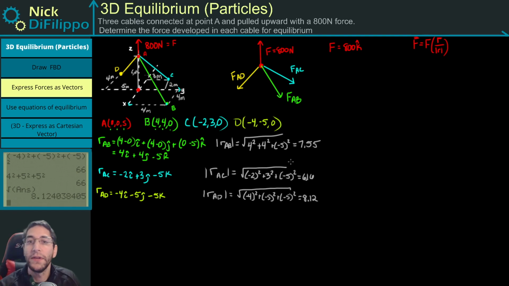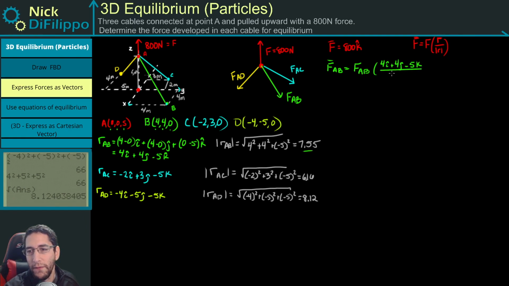Okay, so now I have enough information to figure out what my vectors are for each of these forces along a rope. Let's do FAB first. So FAB, oops, I forgot this vector over here, but FAB is going to be equal to, well, this force is unknown, so it's going to be FAB times, well, what do I have? I have this vector RAB, so 4i plus 4j minus 5k divided by this 7.55. Let's take the 4 and divide it by 7.55, and let's take the 5 and divide by 7.55.